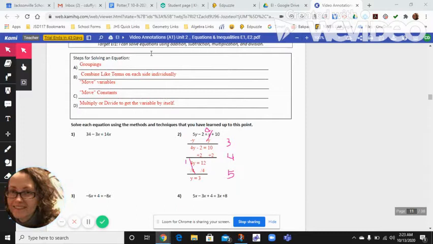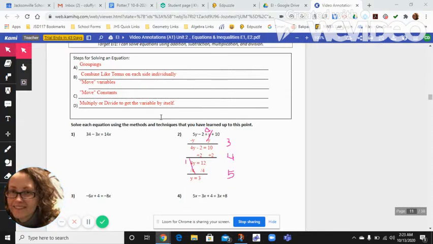I want to take a look at reviewing the steps that we're going to need to solve our equations. Our first step is always going to be to take care of any grouping symbols that we have. For the most part, what we've been looking at for grouping symbols is just parentheses. We're going to see one variation of that today. Then we're going to combine like terms on each side individually. We're going to move our variables, then move our constants, and then either multiply or divide to get the variable by itself.